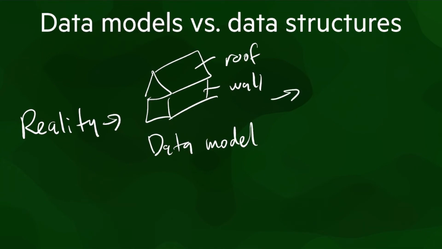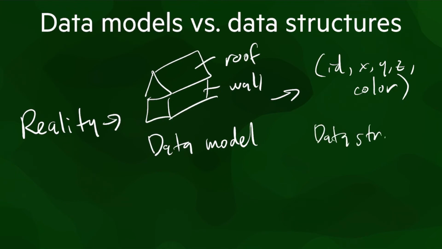Then, starting from a data model, we move on to a low-level structure that is close to something we can implement in a computer. Rather than real-world objects, we can then define things in terms of simple structures, such as lists, tuples, or sets. This is a data structure.